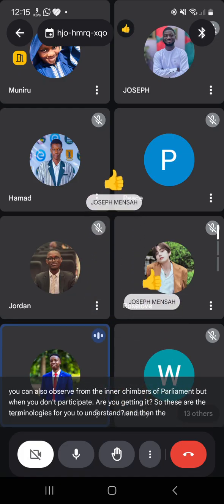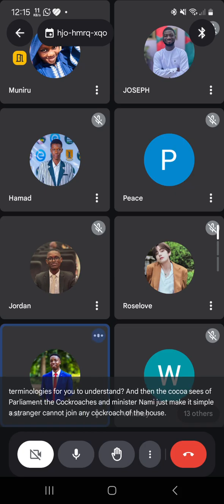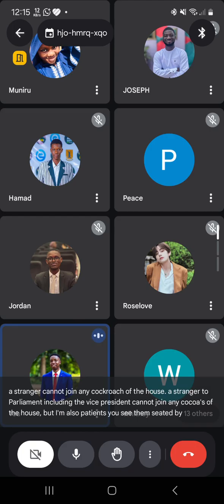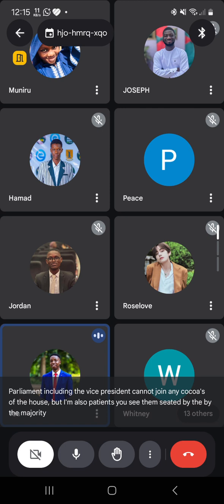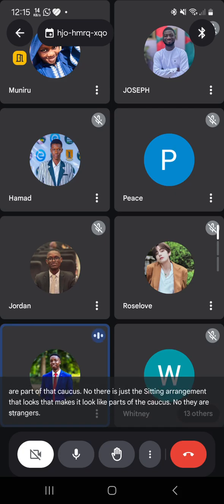And then the caucuses of Parliament. The caucuses. A minister, let me just make it simple. A stranger cannot join any caucus of the House. A stranger to Parliament, including the Vice President, cannot join any caucus of the House. But on most occasions, you see them seated by the majority caucus. It is because that is their party, but it does not mean they are part of that caucus. No, that is just the sitting arrangement that makes it look like they are part of the caucus. No, they are strangers to the House.